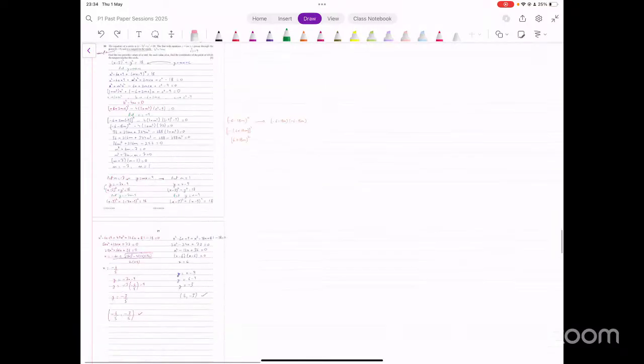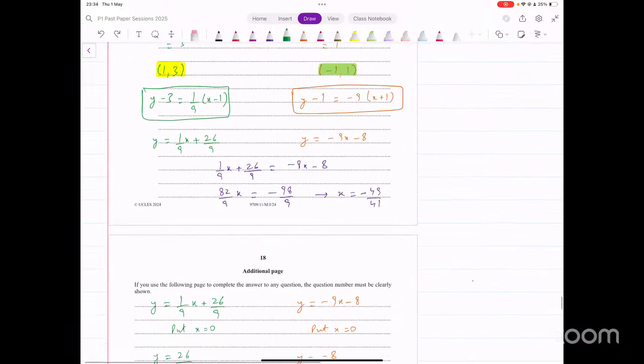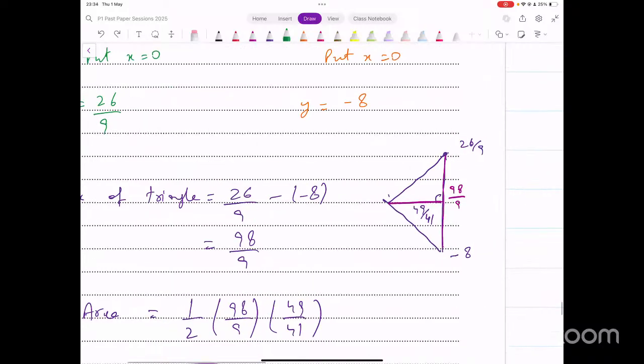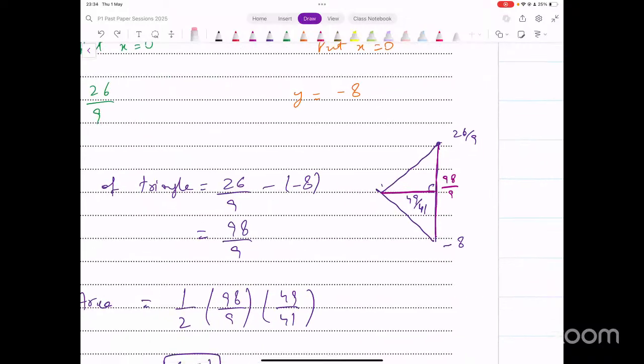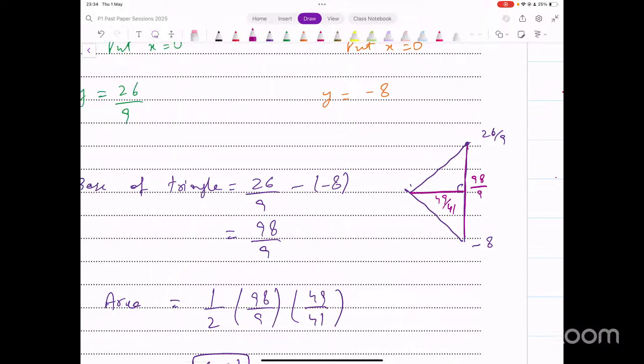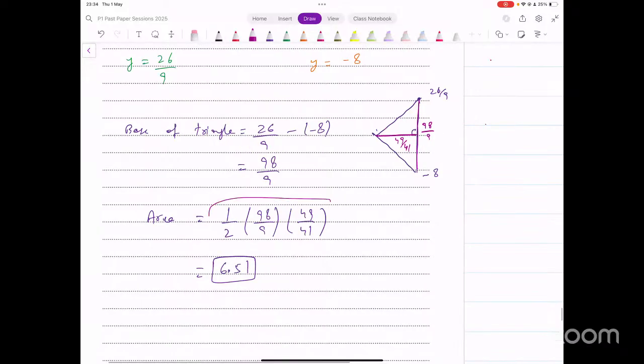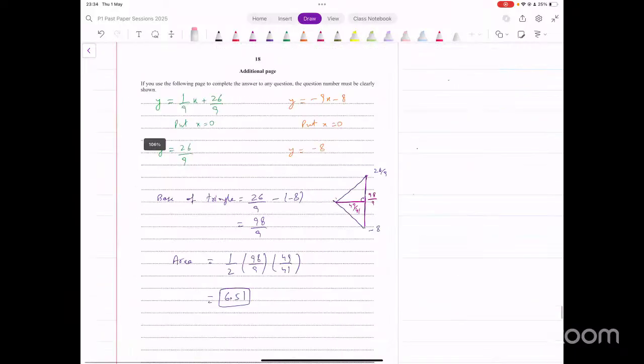So now we can see we have a triangle like this, and in this triangle, 49/41 is the height of the triangle. 98/9 is the base of the triangle. We use the formula half into base into height, and that gives us the area. That's 6.51. That's the final result that we get.